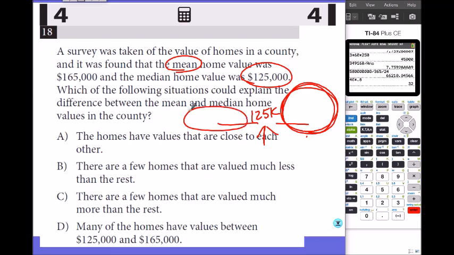So the homes have values that are close to each other. We don't know that, so you can eliminate that. There are a few homes that are valued much less than the rest, and there are a few homes that are valued more. So there will be fewer that were valued more. So it will be C. In between, yeah, we don't know that. So it's either B or C. If there are few numbers here, then the median will be greater, right? But there were more lower numbers. That's why the median is smaller than the average.